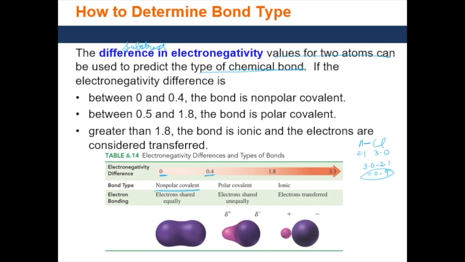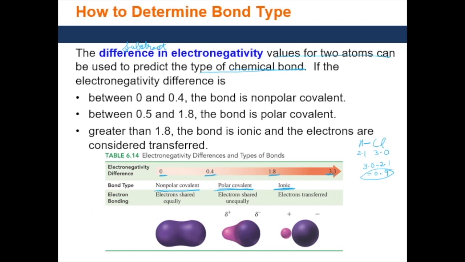If the electronegativity difference is between 0.4 and 1.8, the bond is polar covalent. If this electronegativity difference is between 1.8 and 3.3, the bond is called an ionic bond. Ionic bond means the electrons are not shared; the electrons have been transferred. So that is how you can differentiate between three types of bond.